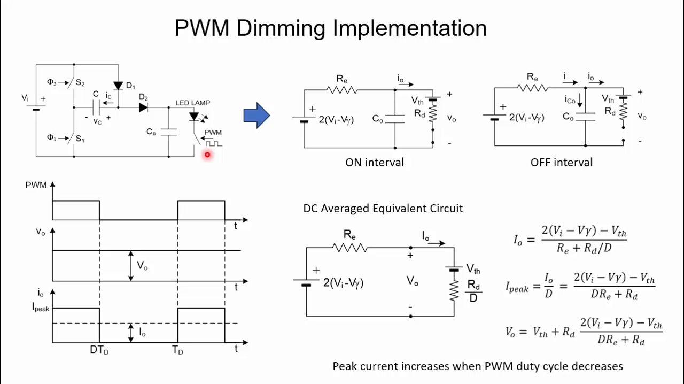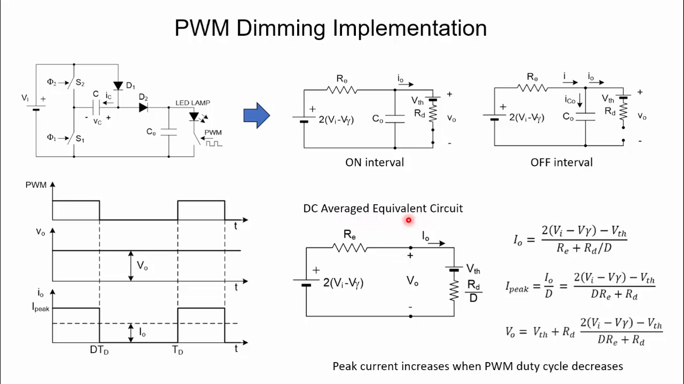In this work, we want to operate at quite high switching frequency, above 20 kHz, so we can avoid audible noise. And therefore, the equivalent circuits that we are going to have are as shown here. We have that during the on interval, the switch is closed, so we have this equivalent circuit. And when the switch is open in the off interval, we have this equivalent circuit. From these two circuits, we can obtain the DC average equivalent circuit, as shown here.